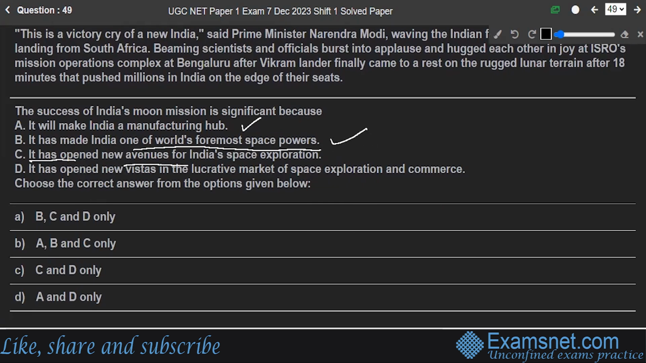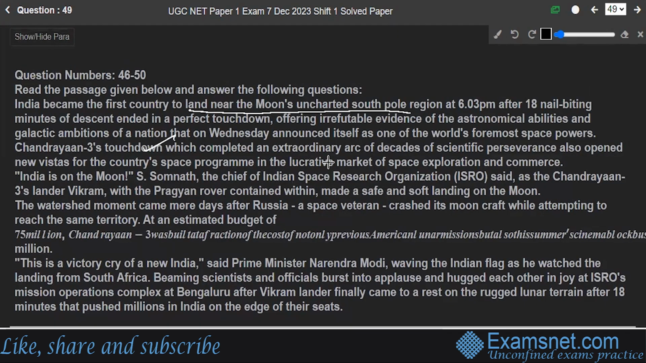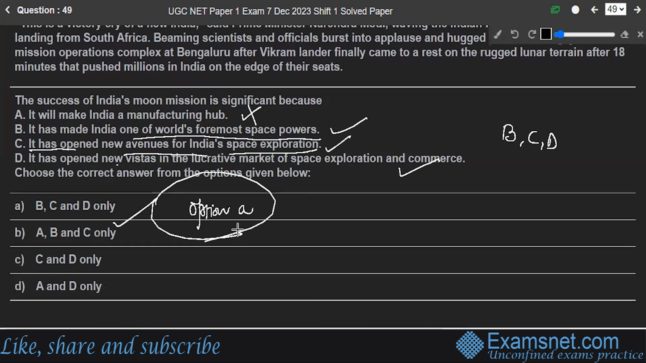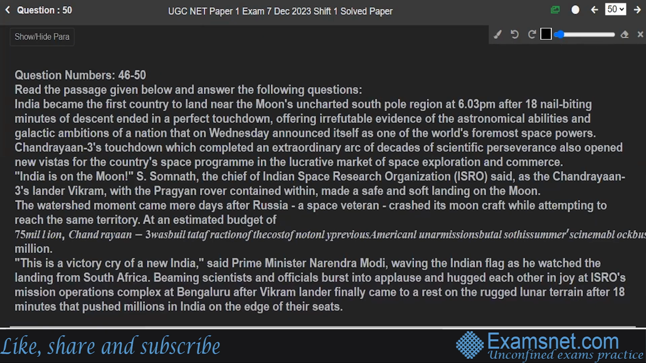Second one, it has opened new avenues for India's space exploration. Yes, Chandrayaan 3's touchdown, which completed an extraordinary arc of decades of space perseverance, also opened new vistas for the country's program in the lucrative market of space exploration and commerce. This supports the C part. Now, B part, it has opened new vistas in the lucrative market of space exploration and commerce. So yeah, that's the same one. We just read it over here. So B, C, D, this is correct. And first option, this is the right answer to the question. Hope you got that. Now let's move towards the last question of this paper.